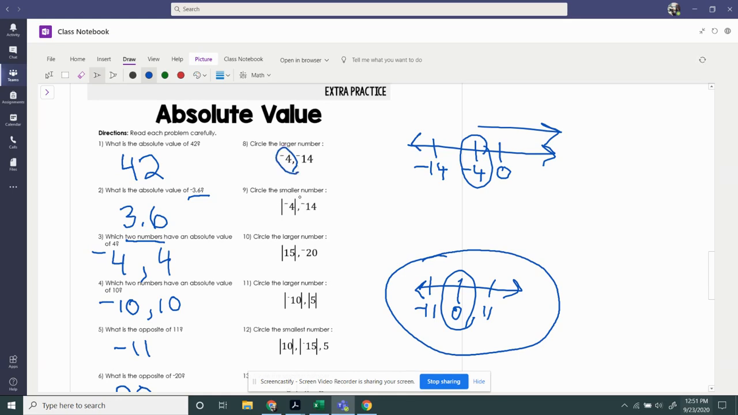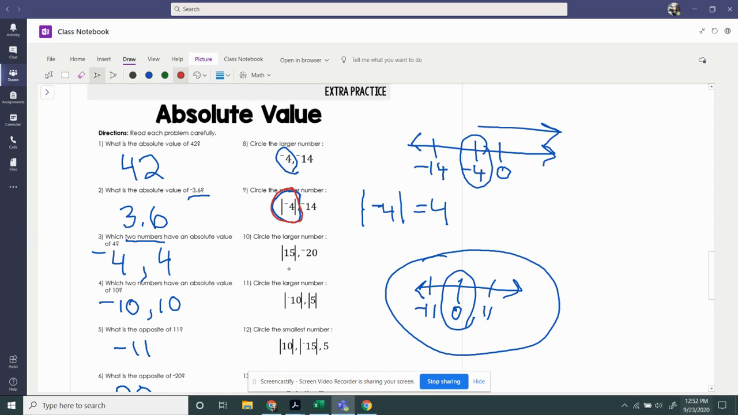Now we're asked to circle the smaller number. Well, we have to evaluate this absolute value of -4. The absolute value of -4 equals 4, and 4 is larger than -14. So the absolute value of -4 is definitely the larger number.